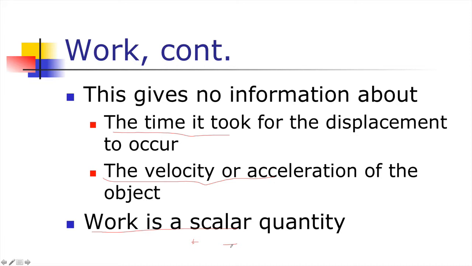Those are vector quantities. But unlike most scalar quantities, work can be negative. Because mass is a scalar quantity, and a negative kilogram doesn't make sense. Time is a scalar quantity, and a negative value of time doesn't really make sense. But on the other hand, work can be negative.